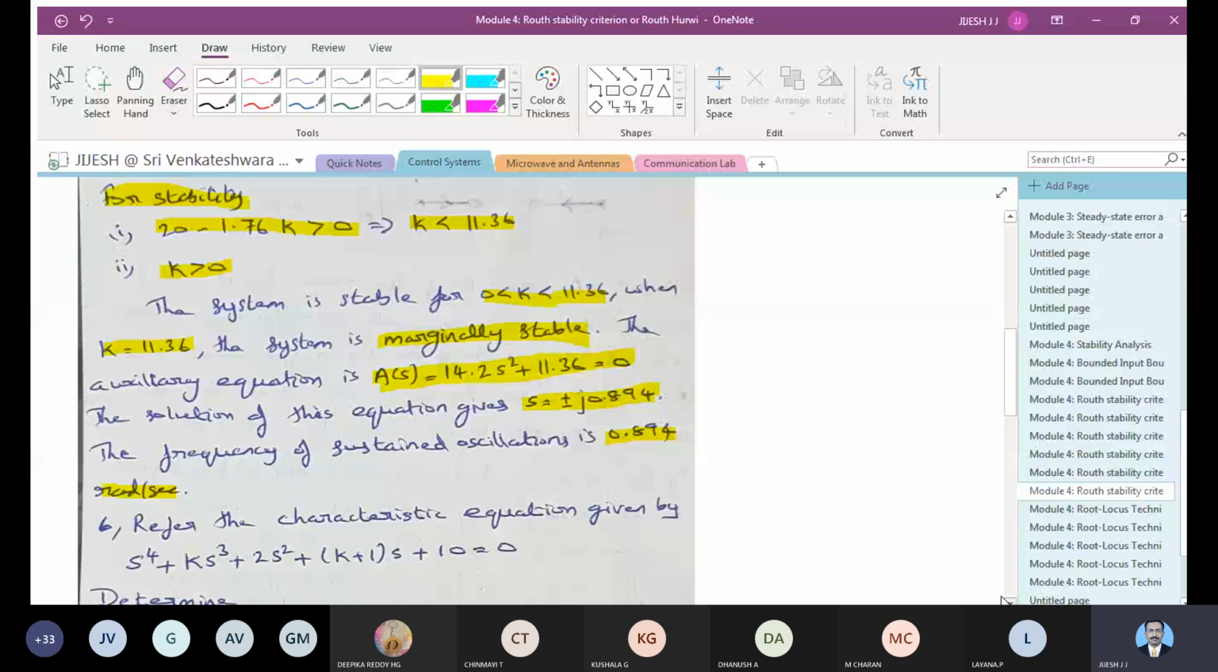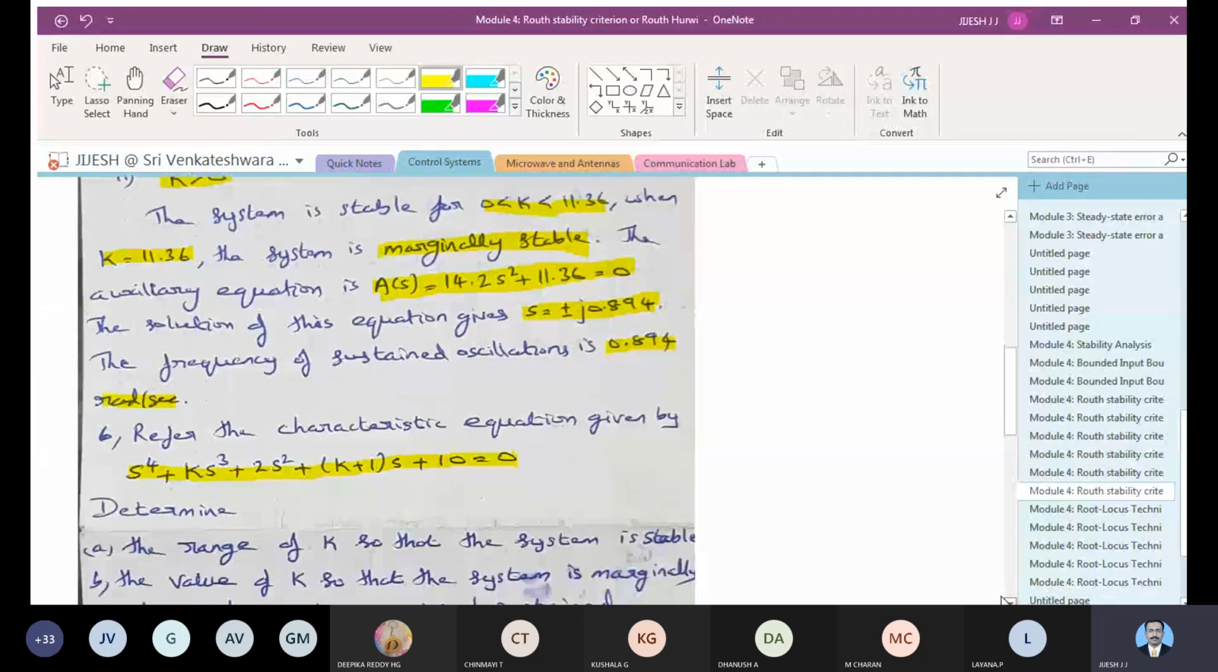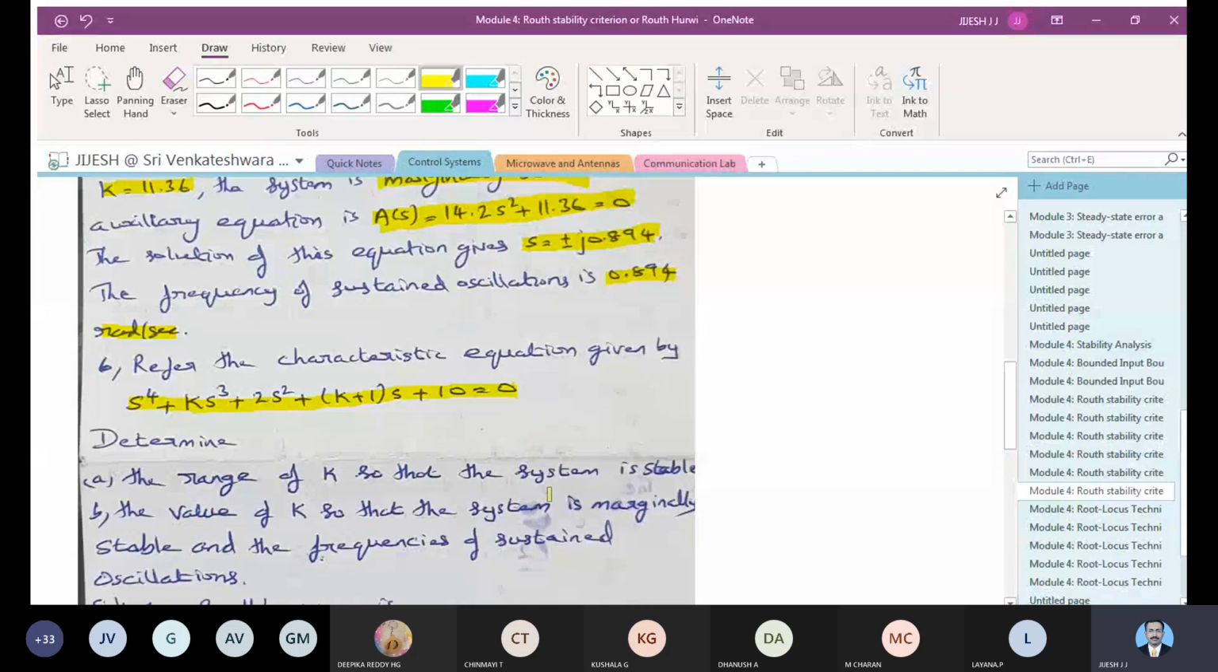Refer to the characteristic equation given by s to the power of 4 plus k s to the power of 3 plus 2 s square plus (k plus 1) s plus 10 is equal to 0. Determine whether the system is stable, and all those things. So let us see that. Determine the range of k so that the system is stable, the value of k so that the system is marginally stable, and the frequency of sustained oscillations. So write down this problem.